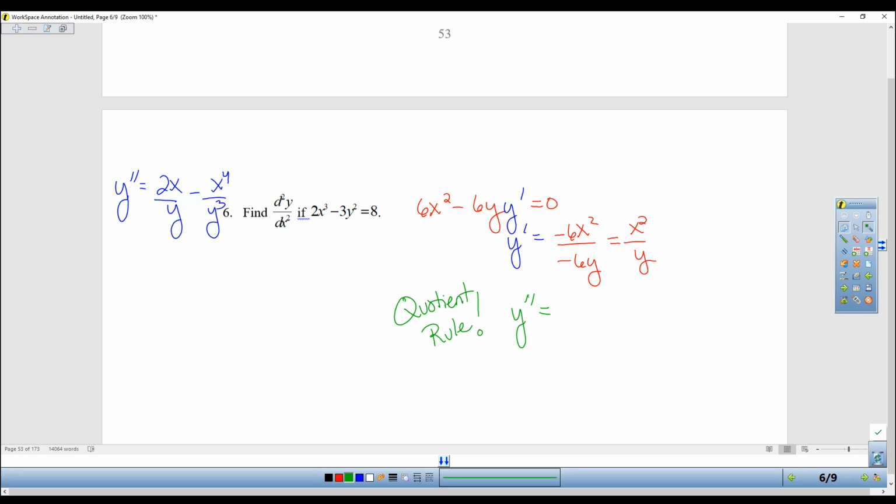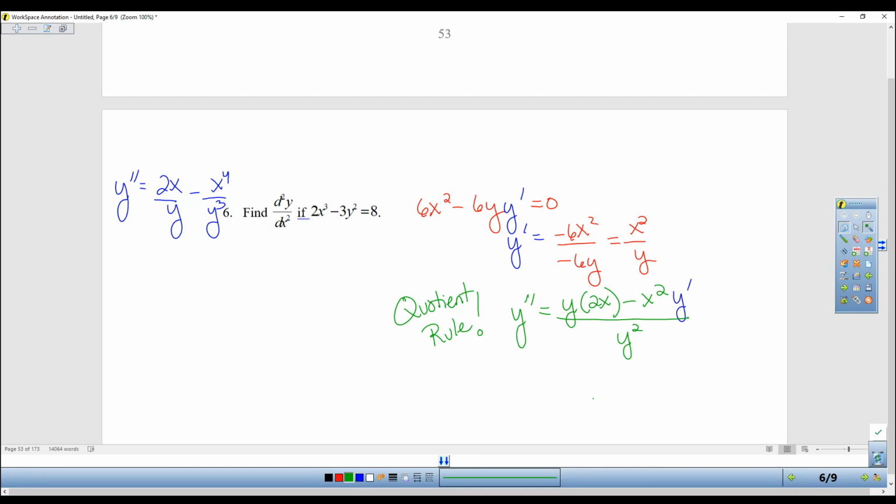So y double prime is going to be the bottom times the derivative of the top, minus the top times the derivative of the bottom. So the derivative of the bottom is going to be y prime, all over the bottom squared.